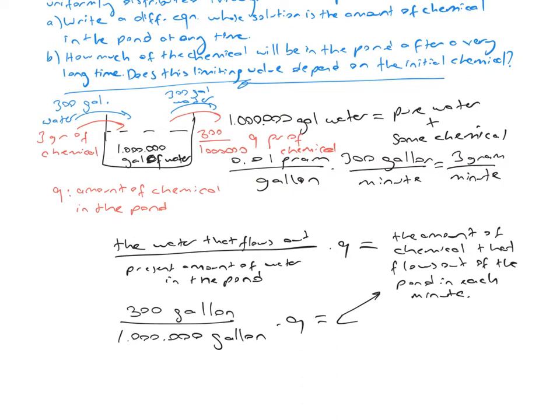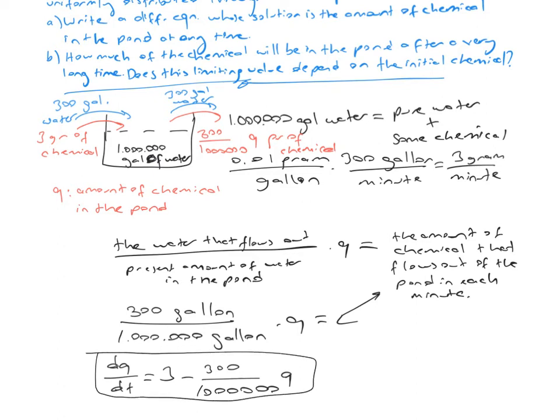Let's turn back to the question. Write a differential equation whose solution is the amount of chemical in the pond at any time. The change in the amount of chemical is represented by dQ over dt. And the amount of chemical that flows into the water is constant and it is equal to 3 grams per minute. And the amount of chemical that flows out of the pond in each minute is equal to 300 over 1 million times Q gram of chemical substance. This is the differential equation that we look for. This was A.